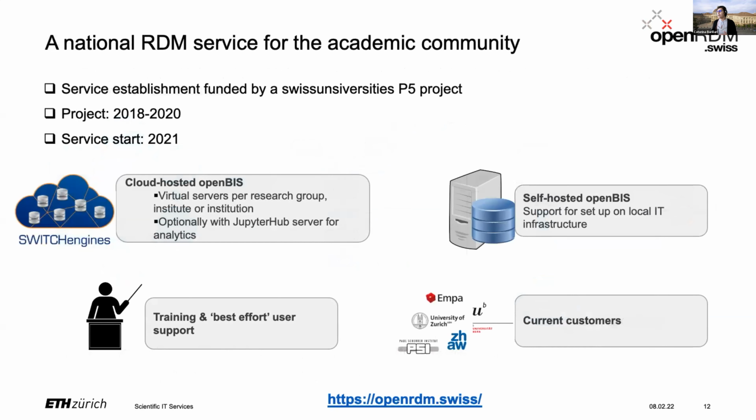So I just want to say, before I finish, a few words about the services that we offer for the academic community. I said before that OpenBIS is an open source software, so anyone is free to download it and use it by themselves. But we also provide services based on OpenBIS. We provide services to the Swiss academic community, where we can either provide OpenBIS on the cloud using a Swiss cloud infrastructure, or if this is not suitable, we can also provide support for self-hosting OpenBIS.